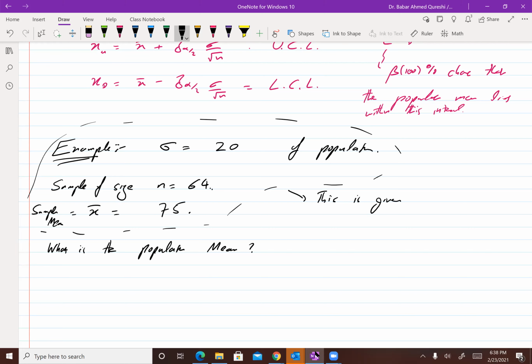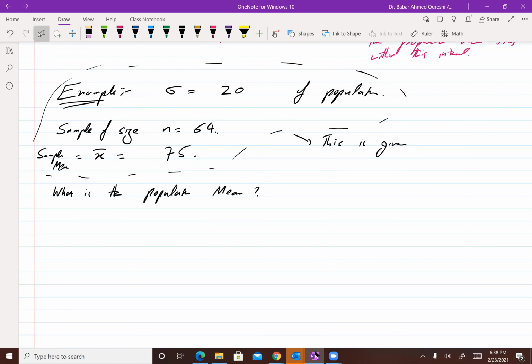Now you have no idea what the population mean is and you want to estimate it. So what is the population mean? You can't tell, you can only estimate. And the best you can do is give an interval, give a confidence interval estimate of the population mean.